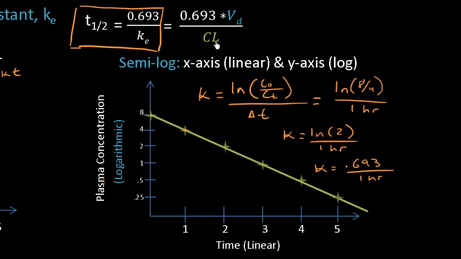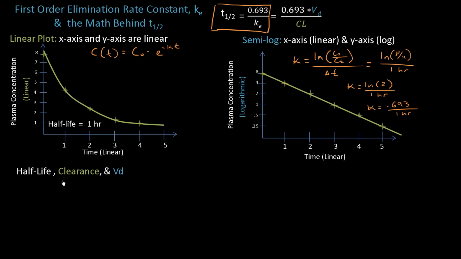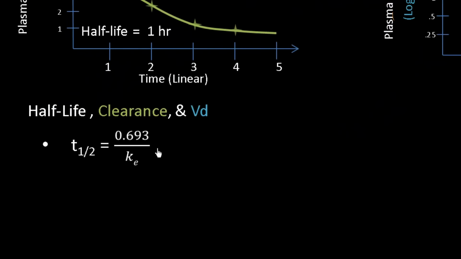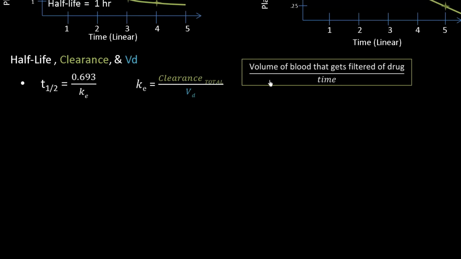Now the last thing I want to do is show you how we get this equation here. So we're going to relate the half-life to the clearance and the volume of distribution. So we started with this equation here, and what you should know is that this first order elimination rate constant is really determined by the clearance over the volume of distribution. So what is the clearance? Well, we're going to dedicate a whole video to this, but in short, the clearance is the volume of blood that gets filtered of drug per unit time.